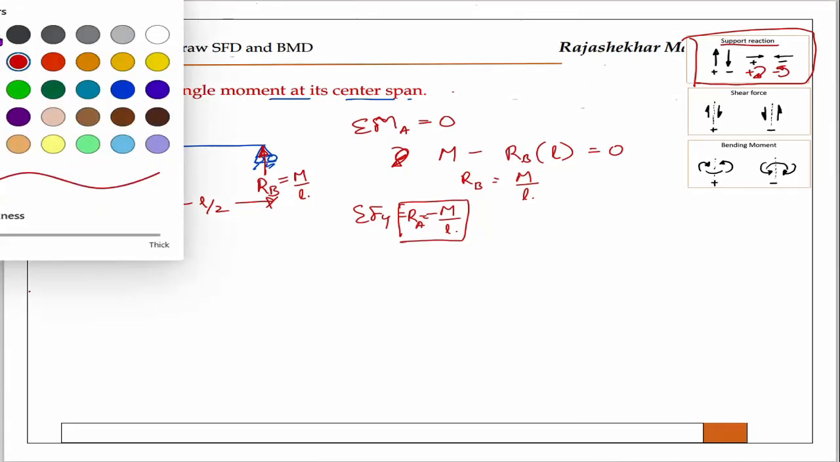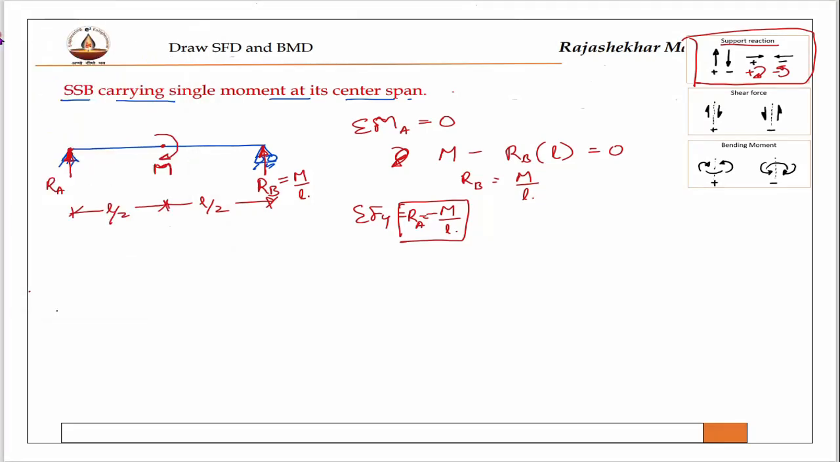Those two support reactions I will write in the beam itself. Ra equal to minus M by L. Remember this. Then Rb equal to plus M by L. These two are support reactions. Right? Now we will determine shear force and bending moment.